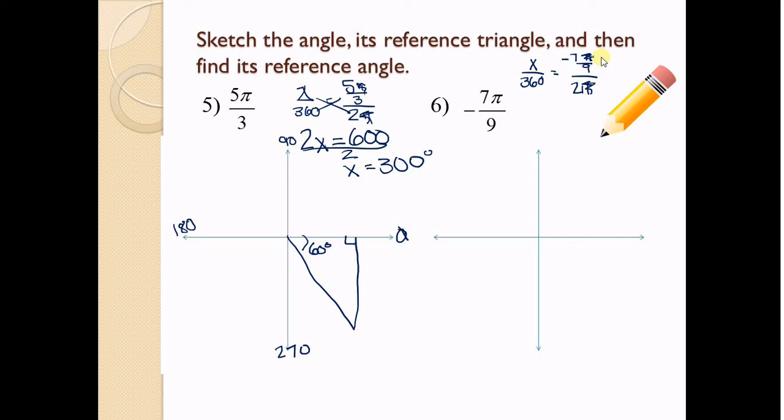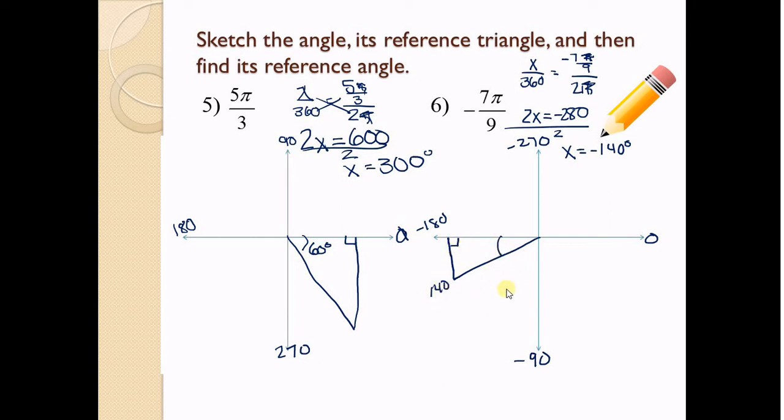I'm going to get a negative 280 divided by 2, negative 140, right? So I have to label mine in a counterclockwise position this time. Negative 140 is really close to 180. Drop my perpendicular. So this is 140, right? How many degrees between 140 and 180? Well, that's just 40 degrees. So my reference angle would be 40 degrees.